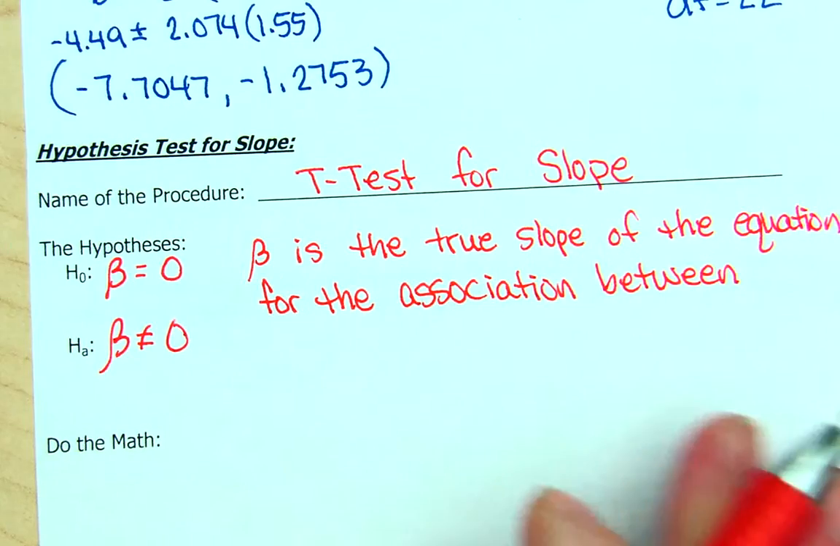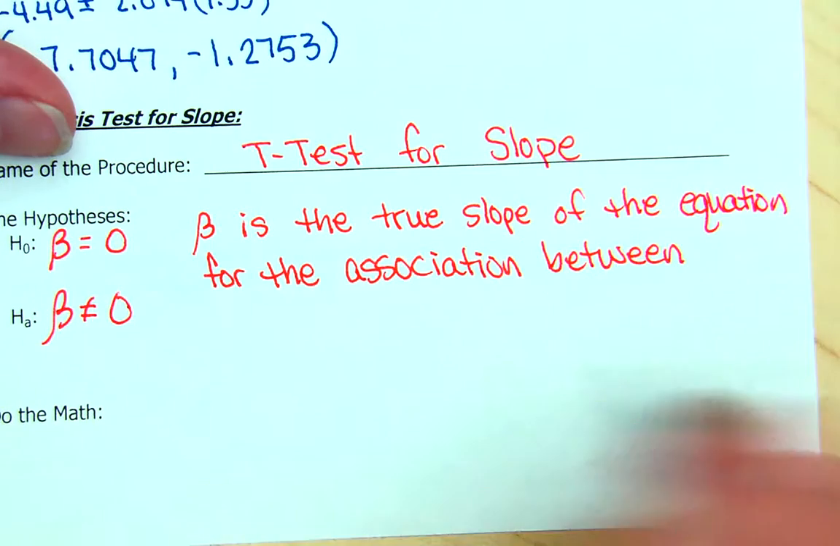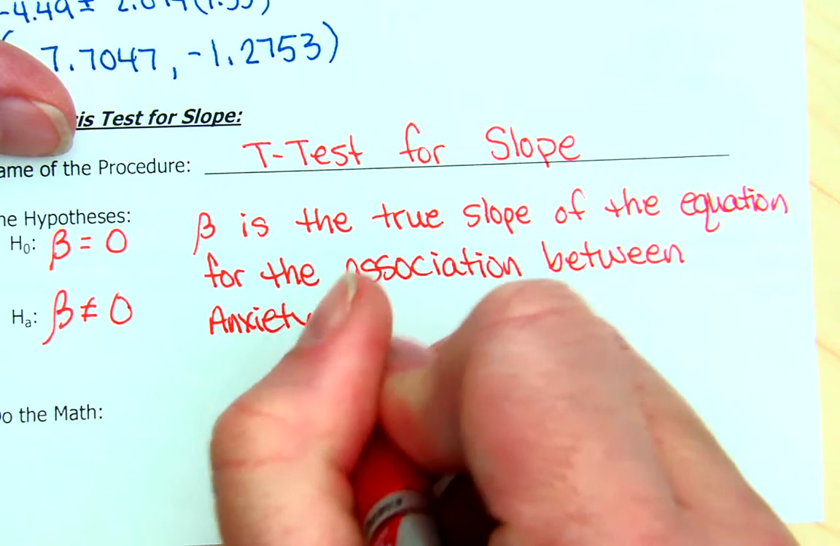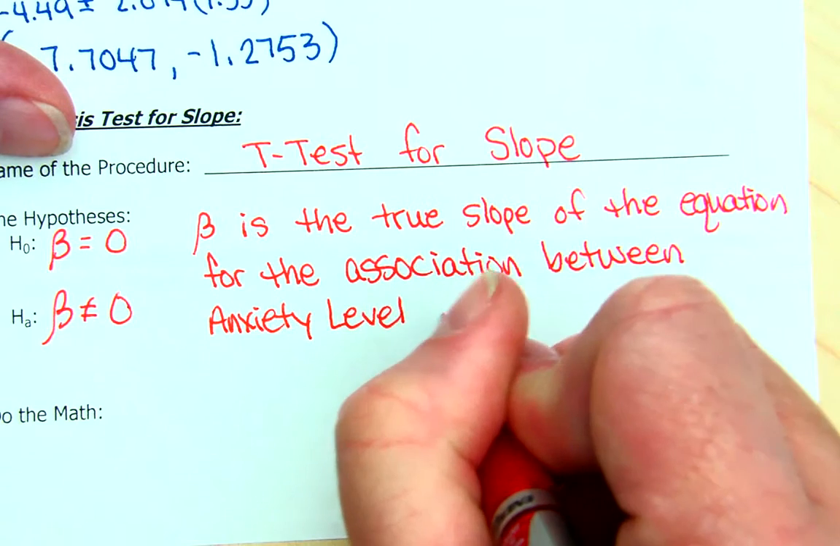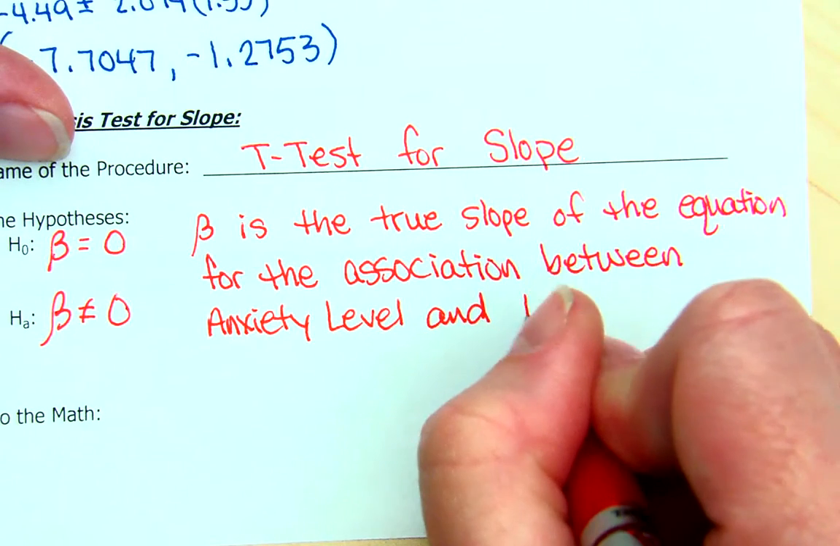Between, and we would just put our x and y variables. So here x was anxiety level. And the y was math test.